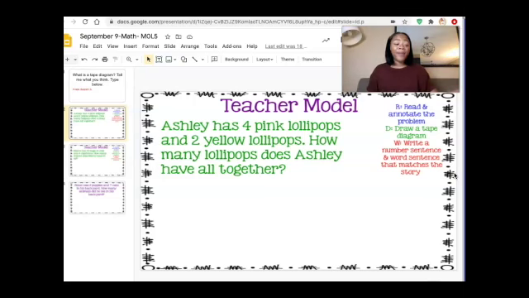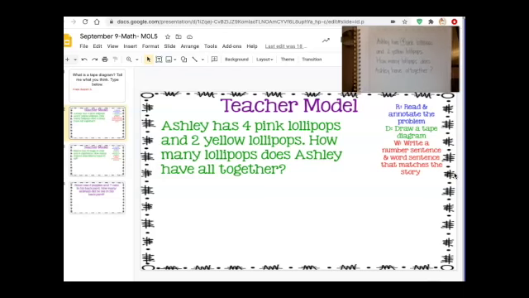So we've read the word problem about 3 times now, and now we have to annotate the most important things in the word problem, the most important words and numbers. So I'm thinking, should I underline or annotate Ashley? Is that going to help me solve the problem? Not really. But 4 pink lollipops is very important. So I'm going to circle the number 4 and underline pink lollipops. I circled the number 4 and I underlined pink lollipops.